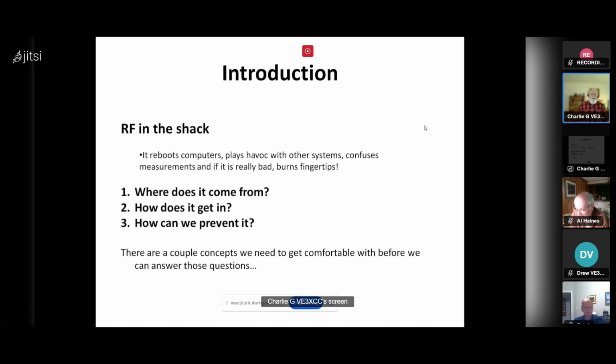When it comes to RF in the shack, it's nasty stuff, right? It reboots your computer, plays havoc with your other systems. You're trying to make measurements and they turn out incorrect for some reason. And if you've really messed up and the RF is really bad, you can actually burn your fingers on it. So where's it coming from? How does it get in? And how can we prevent that from happening? There's a couple of basic concepts we need to get comfortable with before we can tackle those questions.